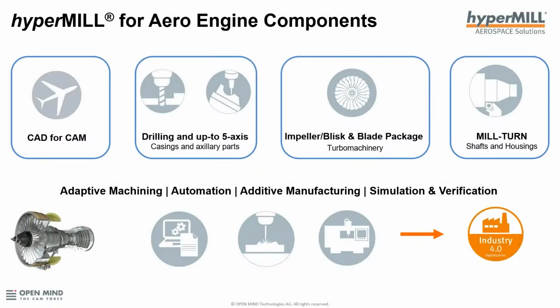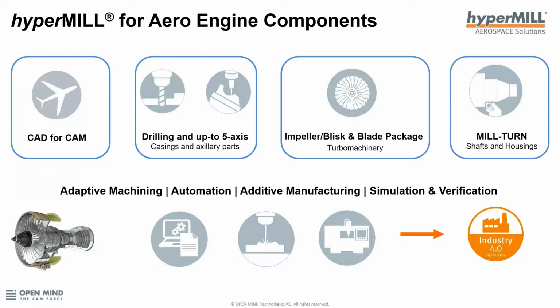HyperMILL offers a very comprehensive solution that consists of various modules. It's a modular package. Starting from a dedicated CAD for CAM, which is developed in-house by OpenMind Technologies, there's a complete machining solution from drilling to 2D, 3D, and 5-axis machining for not only just aero engines, but in general, all types of industry applications. But since we are talking about aero engines here, we are talking very specific to that.